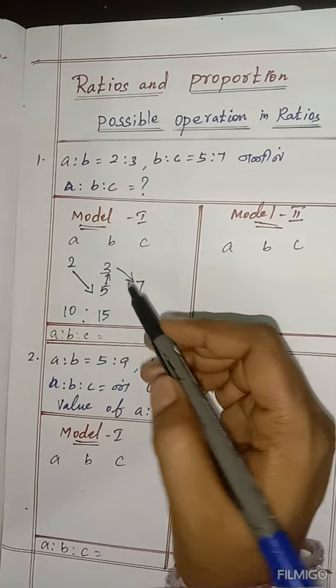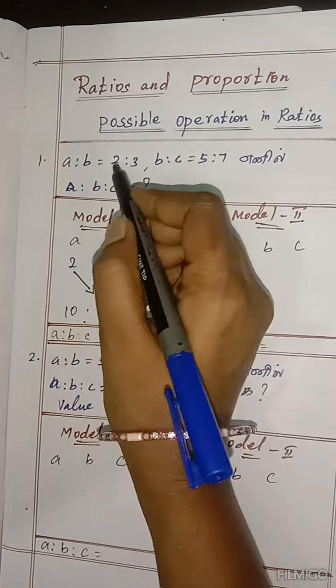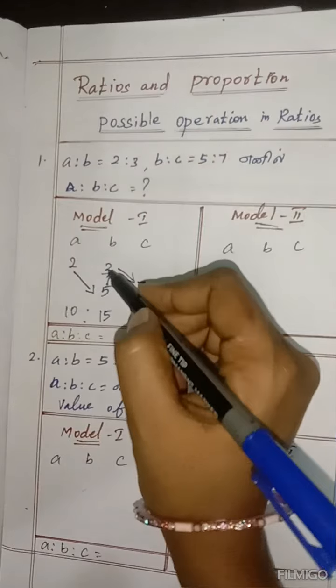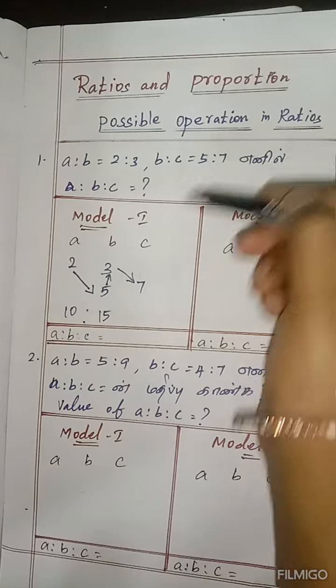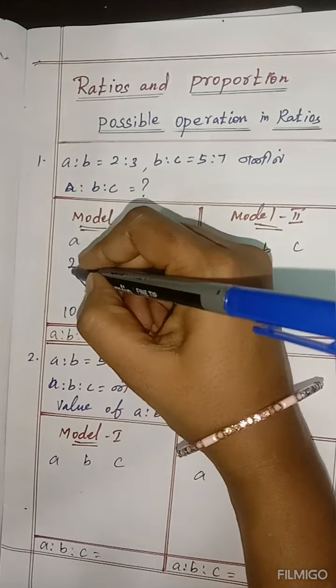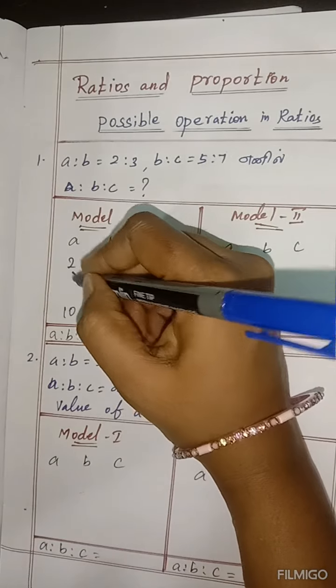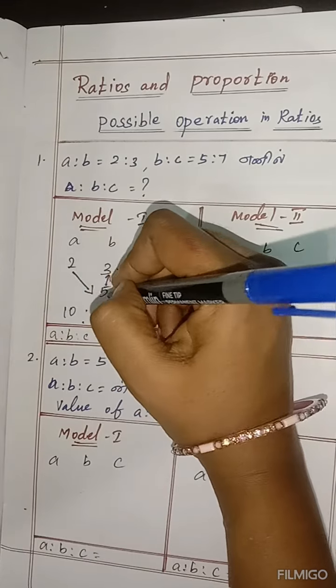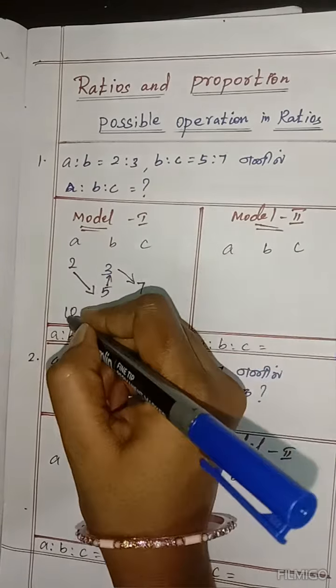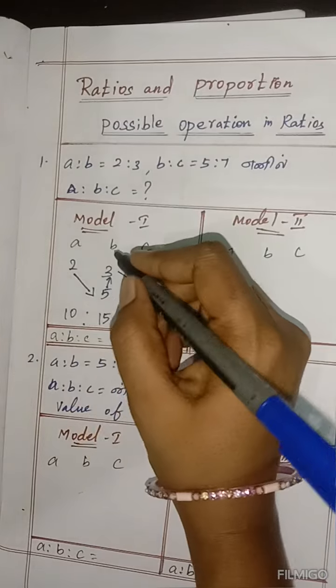Two models. Let us see how to solve this sum. At the A place I have written 2, at the B place I have written 3. In the same way, in one step I have written the B, C values. Now, left into right side, that is downwards, should multiply. 2 5s are 10, should write as well in the A place.